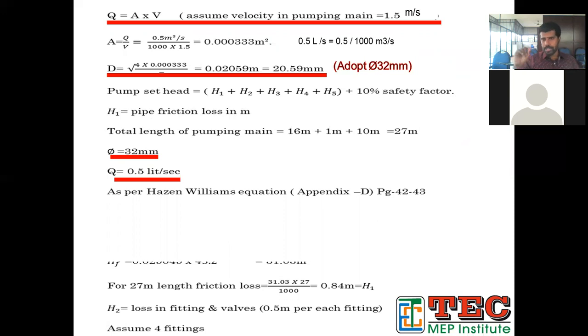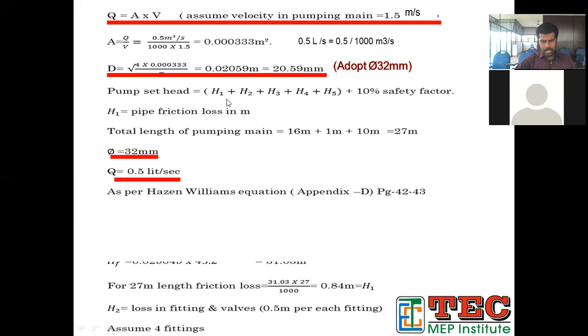If you want to write somewhere the total head, you can write it like suction head plus delivery head plus friction loss plus fitting loss plus pump head loss. Okay, 1, 2, 3, 4, 5. So there are 5 terms. This H1, you can just leave this.